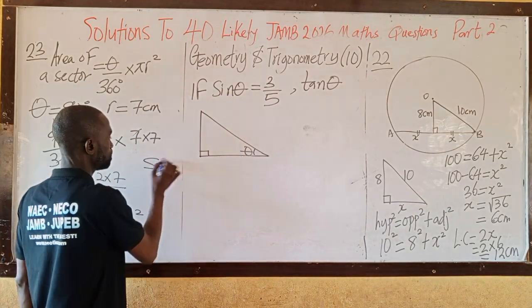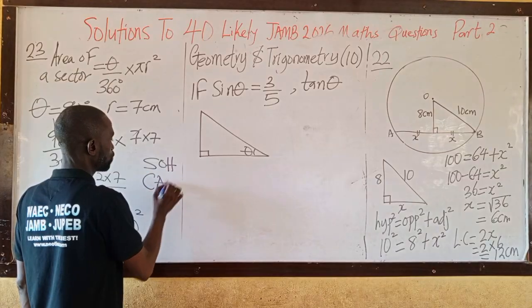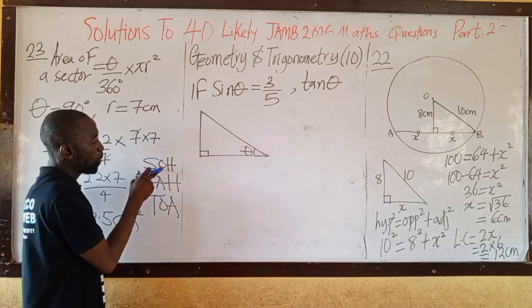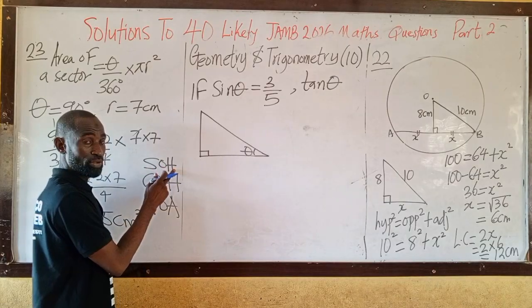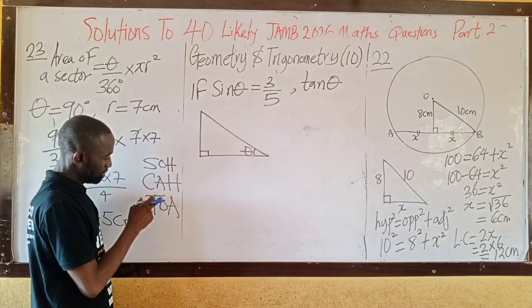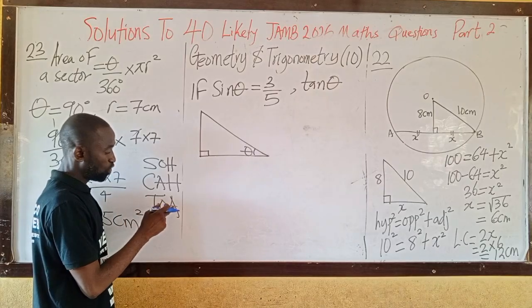SOH CAH TOA. Don't forget this. Sine means opposite all over hypotenuse. Cosine, adjacent all over hypotenuse. Tangent, opposite all over what now?